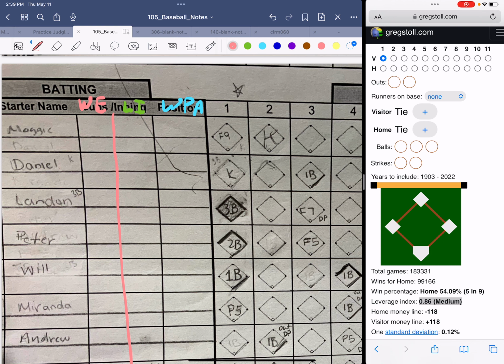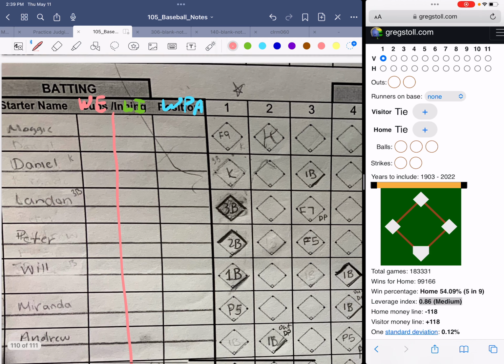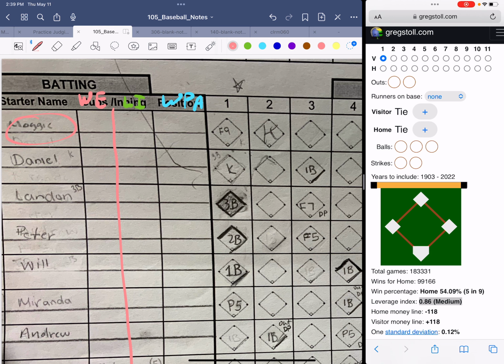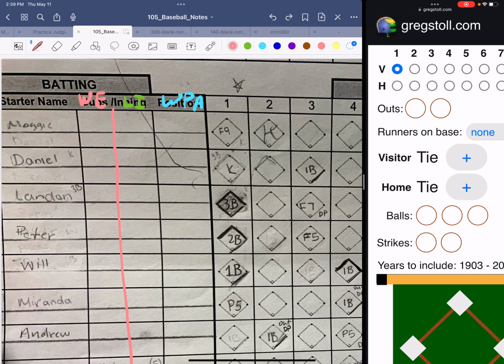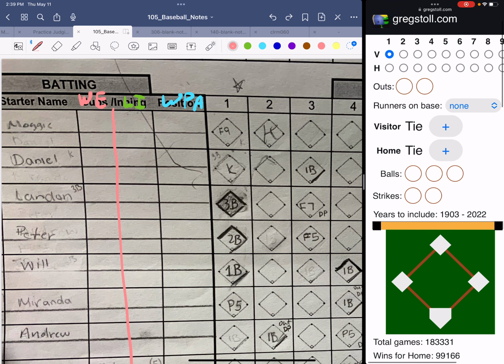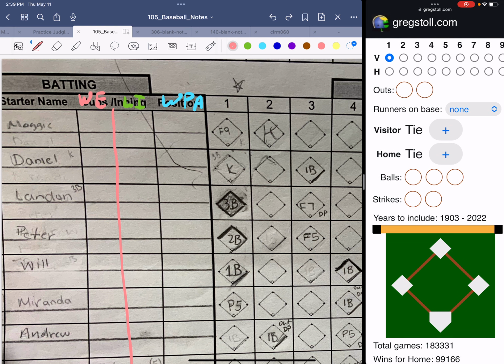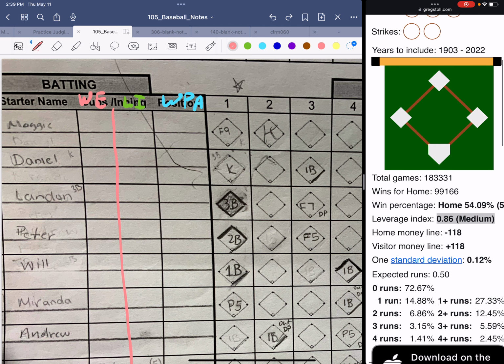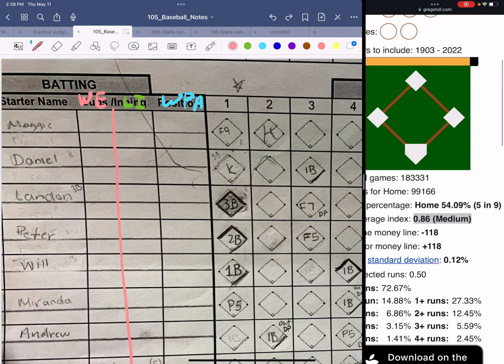We're going to start off by taking a look at the away team. Maggie was up first. So on Greg Stoll's website, we make sure that we're in the top of the first, V for visiting, top of the first, 1 for 1 inning. Make sure that the scores are tied, there are no outs, and there's no one on base. If we scroll down, we see right away that the win percentage is 54.09%.